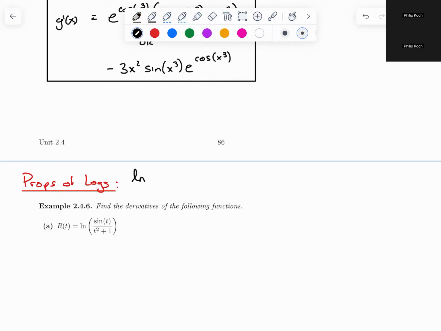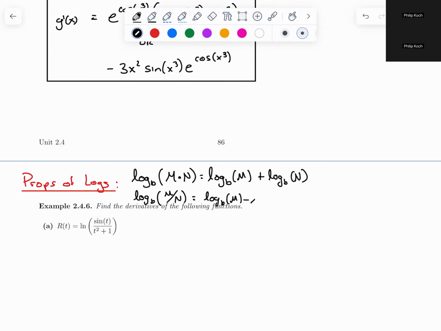So, log base b of m times n is equal to log base b of m plus log base b of n. Log base b of m divided by n is equal to log base b of m minus log base b of n. And last but not least, log base b of m to the r is equal to r times log base b of m. Those are the three big properties.